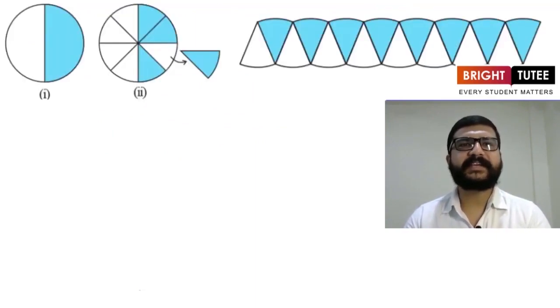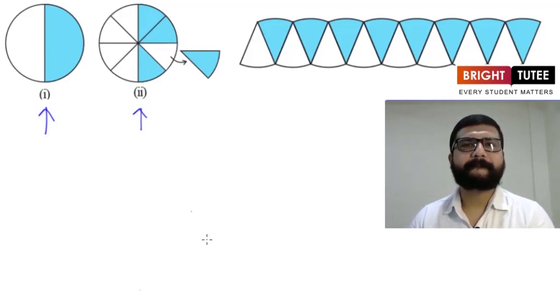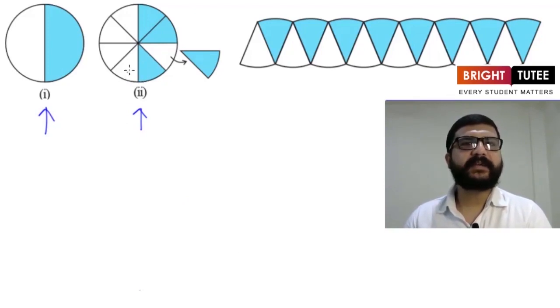Now let us suppose we have a circle and we shaded half of the circle as shown here in the first figure. And then we divided this circle into 16 equal parts as shown in the second figure. Out of these 16 shapes, 8 will be shaded and 8 will be non-shaded.